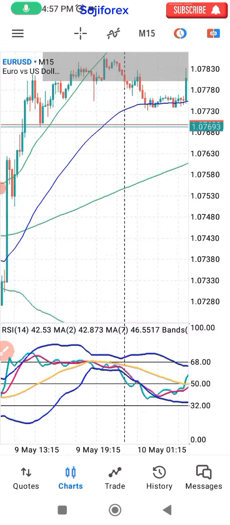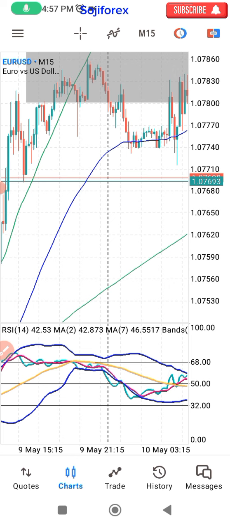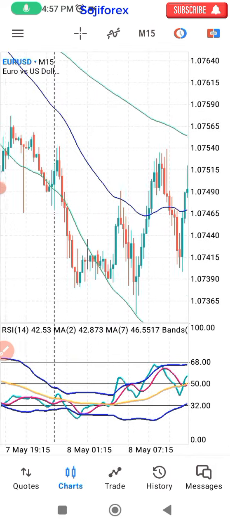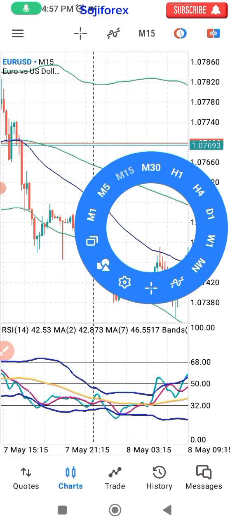Now there are two scenarios in the market. Either you are taking a reversal trade or you are taking a continuation trade. I am repeating this for the sake of emphasis. So these are the two major trades.